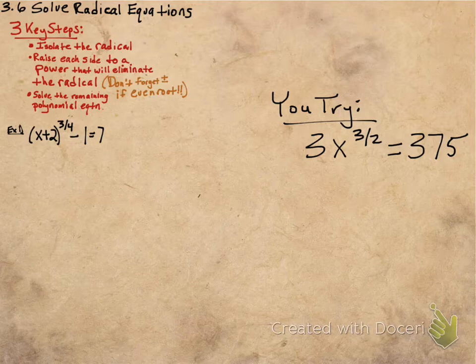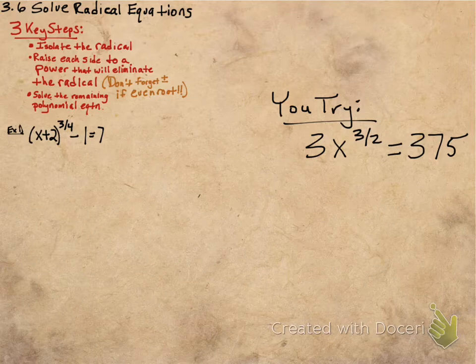The first step is to isolate the radical. So get that term that's being raised to either a rational exponent or the term that's got a radical sign by itself. The second step is to raise each side to a power that's going to eliminate the radical.